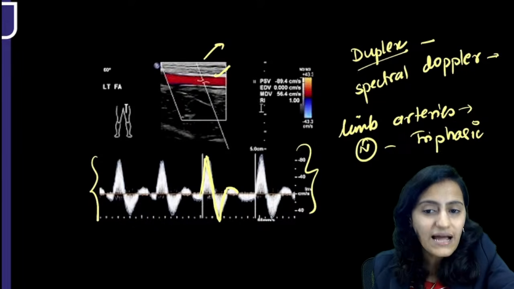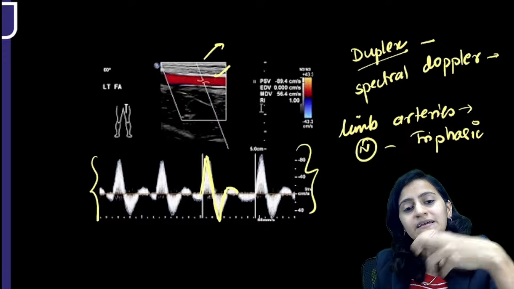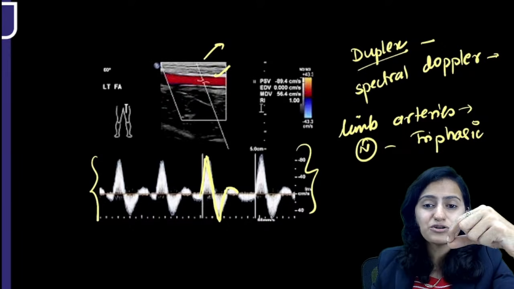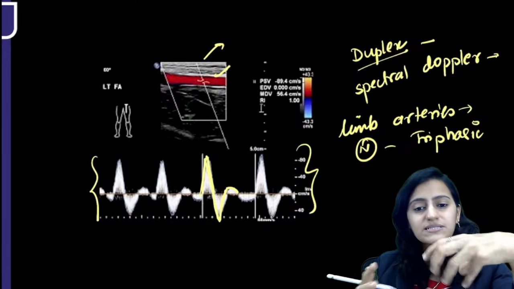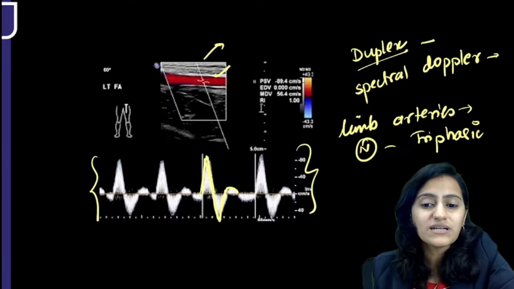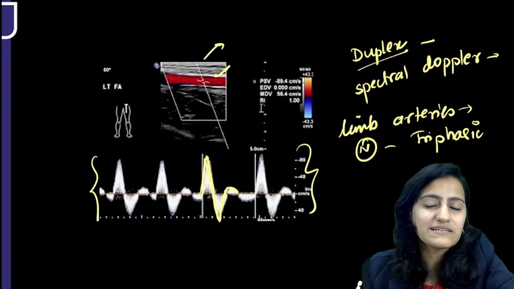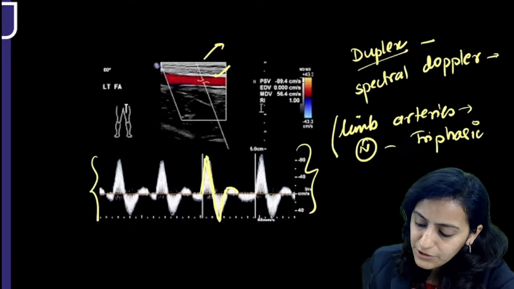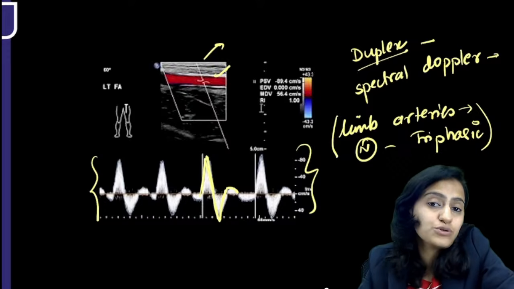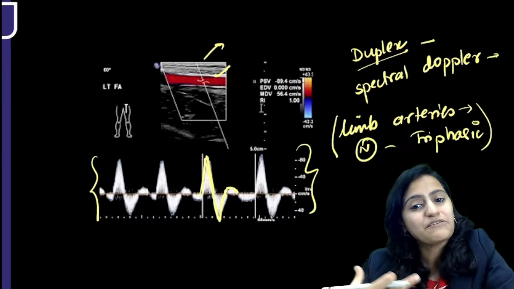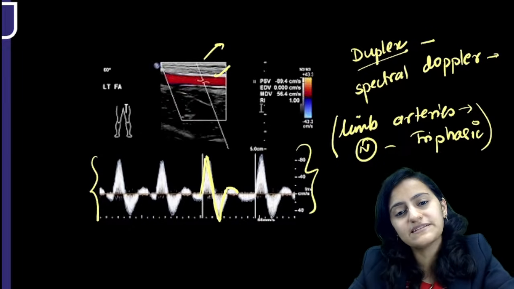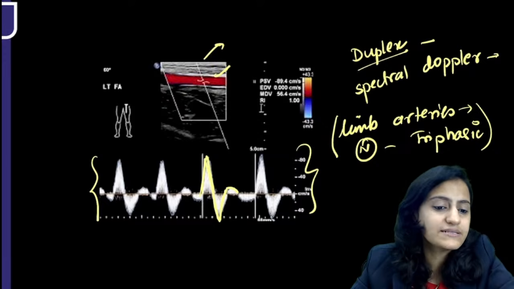This is the triphasic flow that we should see. Whenever there is narrowing, there is formation of collaterals. The collaterals are low resistance. They don't show the triphasic waveform. So remember that the normal limb arteries should show the triphasic waveform. Veins generally show the monophasic waveform. That's another question that is asked.